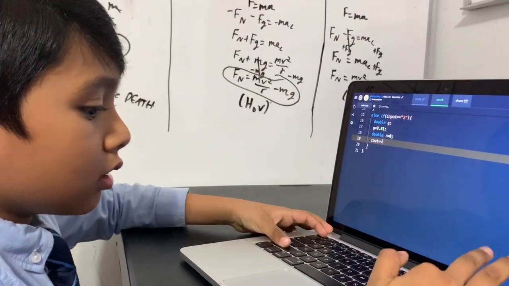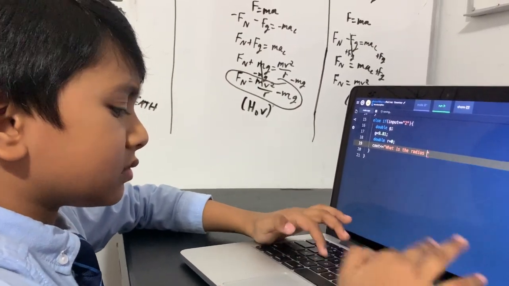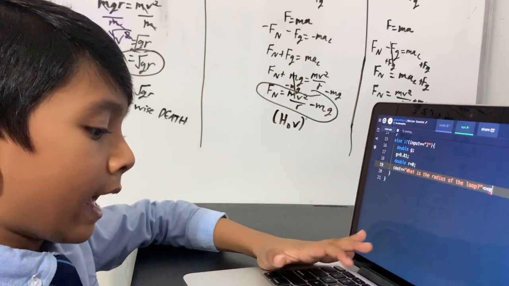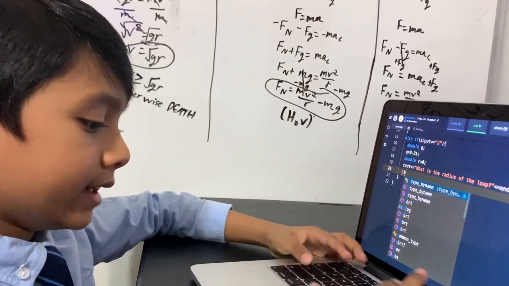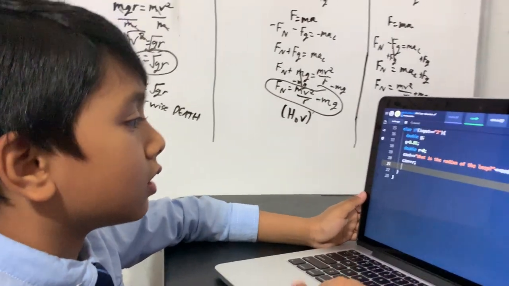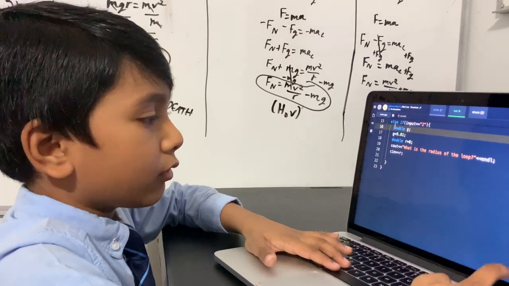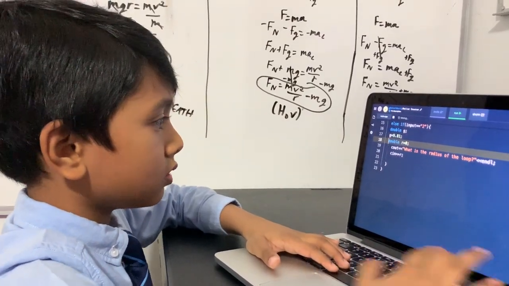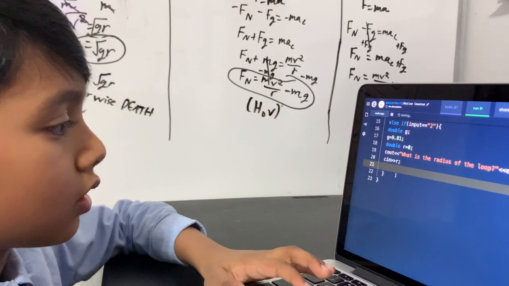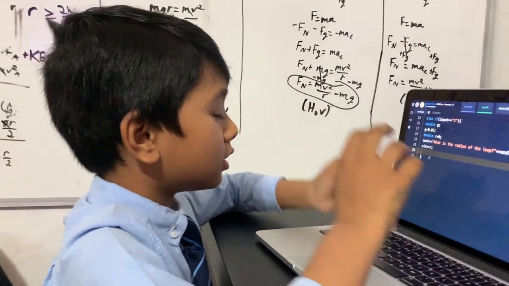So count. What is the radius of the loop? And L. Sin R. So I feel like something is wrong here. So sin R. I felt like something was improper right there.